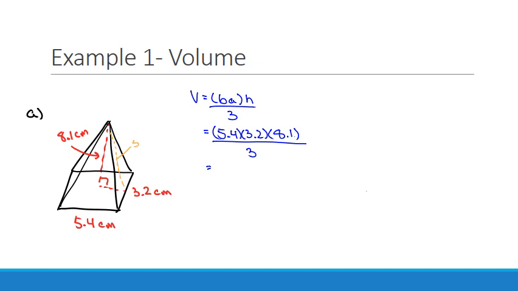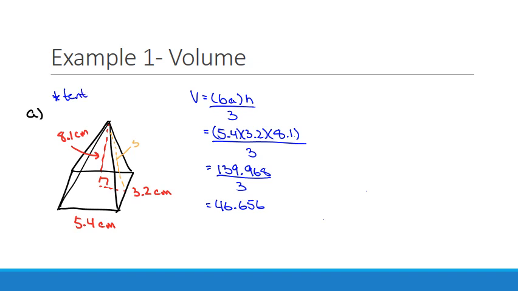When I multiply those together, I would get 139.968. Divide that by 3. I'm going to get 46.656. Now, I didn't stress where we should round to. So for this one, we'll just say tenths.